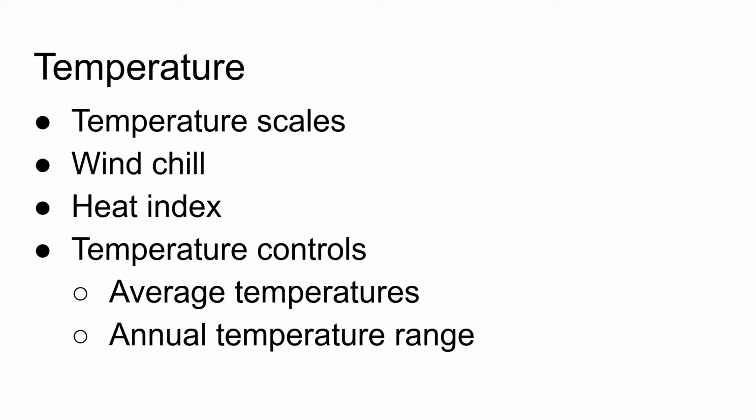So over the course of a year, where is it hot? Where is it cold? And then we'll look at annual temperature range. Temperature range is the difference between summer and winter temperatures. And we'll look at the slightly different patterns that result from temperature range.